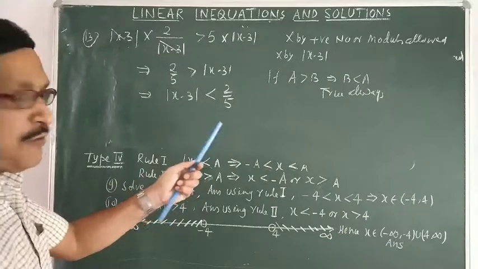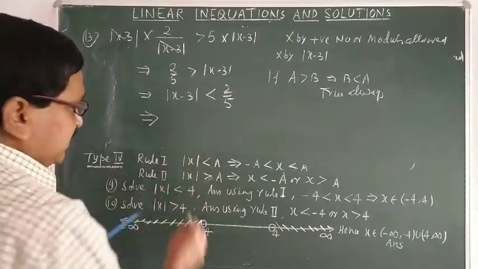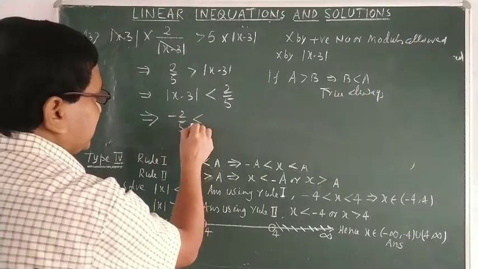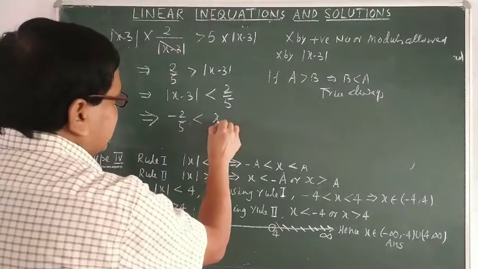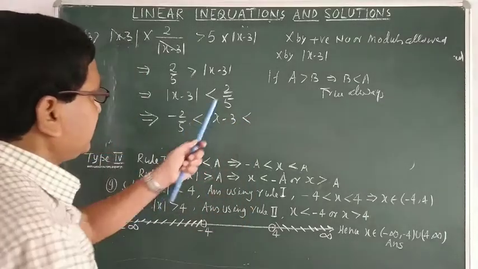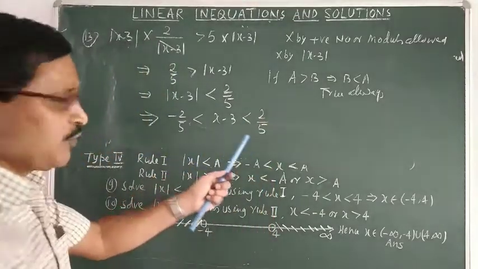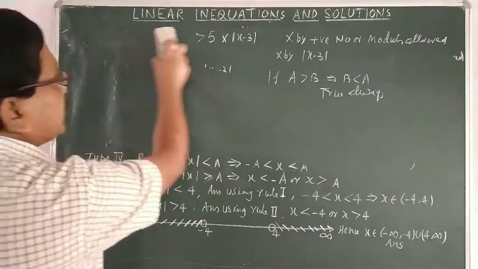True always. Now you know how it will be done. So this is according to rule 1: minus 2 by 5 is smaller than x minus 3, which is smaller than 2 by 5. After that you know the process how it will be done. So this is also finished.